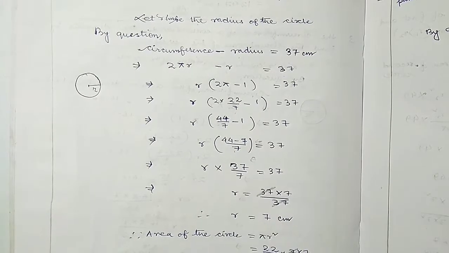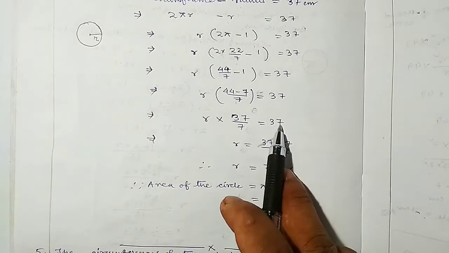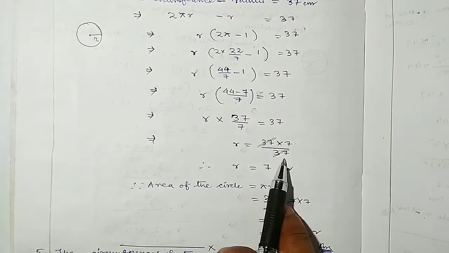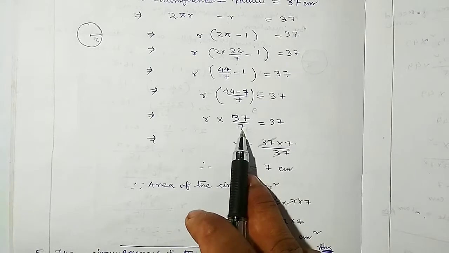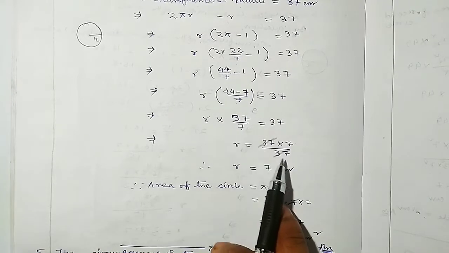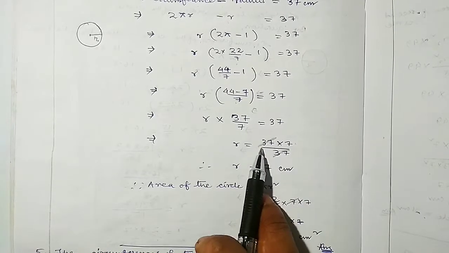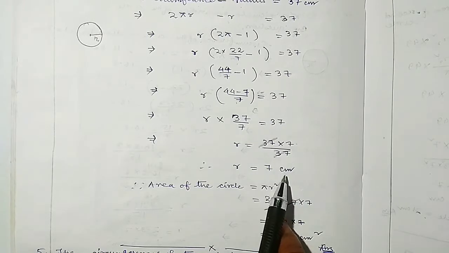So r into 37 by 7 is 37. So r will be 37 into 7 divided by 37. If I cross multiply, 7 will be in the numerator and this 37 will be in the denominator. These two can be cancelled. So we got radius equal to 7 centimeter.